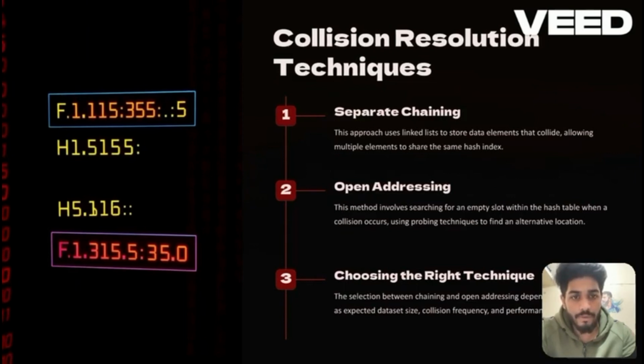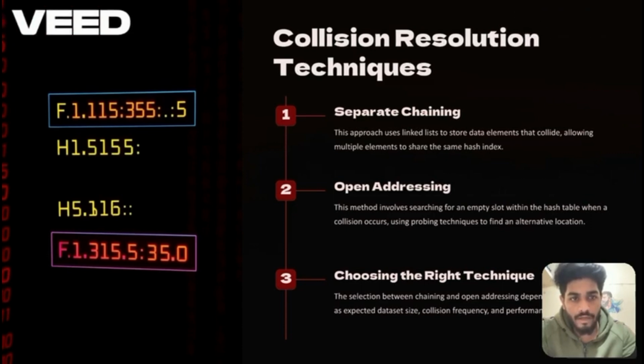Separate chaining. This approach uses linked lists to store data elements that collide, allowing multiple elements to share the same hash index. Second, open addressing. This method involves searching for an empty slot within the hash table when a collision occurs, using probing techniques to find an alternative location. Choosing the right technique: the selection between chaining and open addressing depends on the expected dataset size, collision frequency, and performance efficiency.